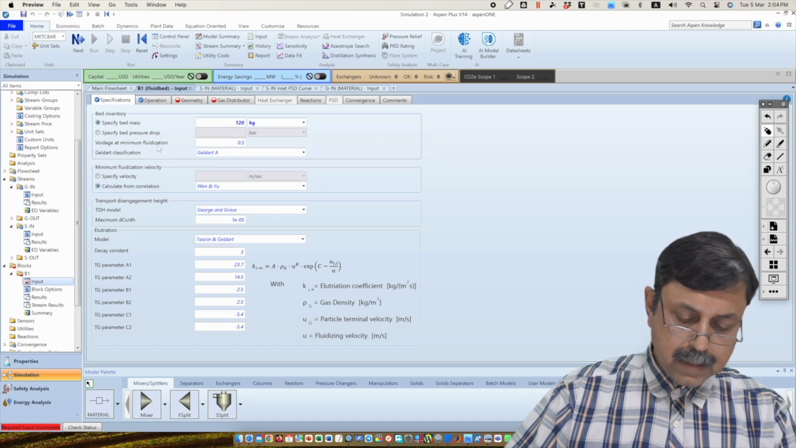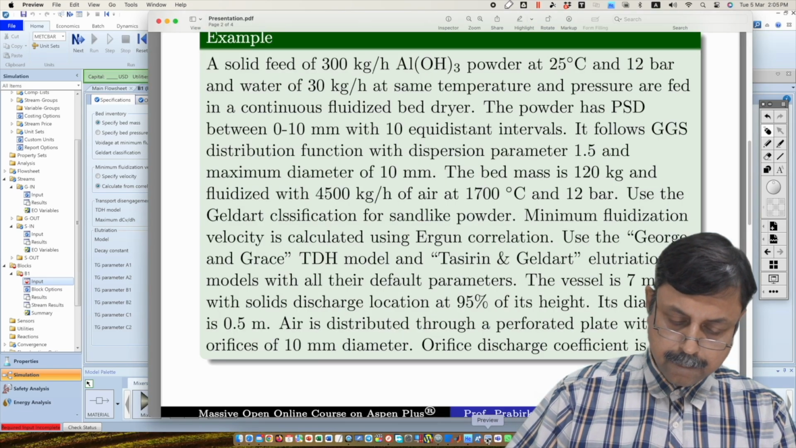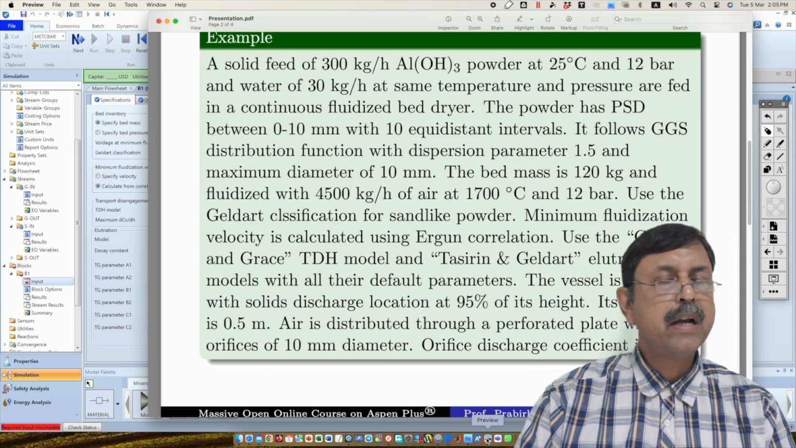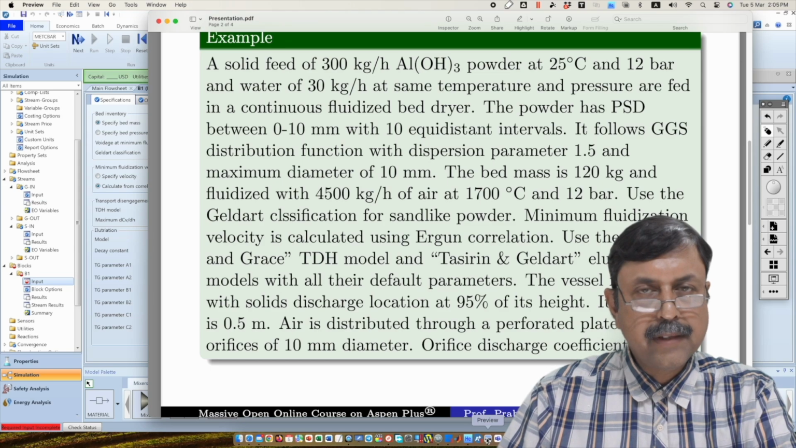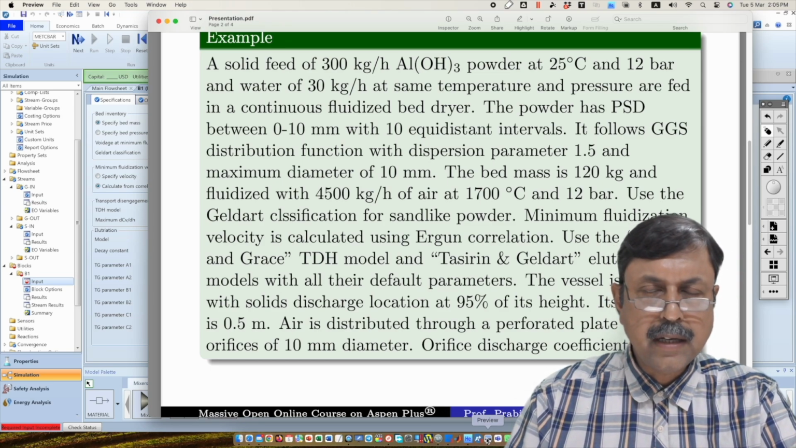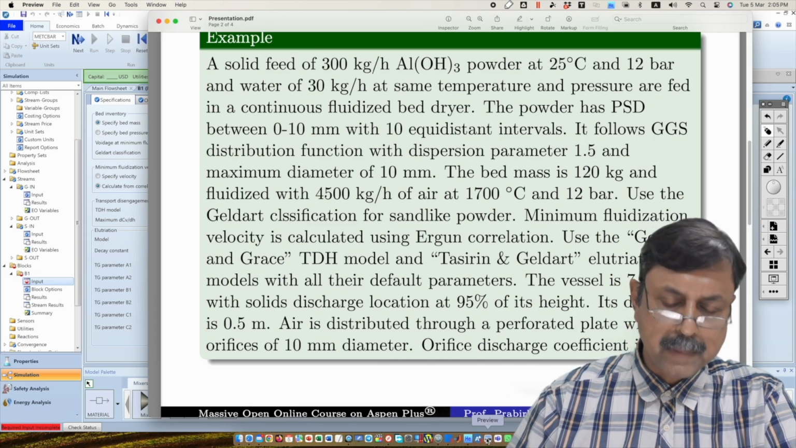Voidage at minimum fluidization. Nothing has been told about the voidage at minimum fluidization, so let us keep it at 0.5 only. We can change it if we want. We can try out various values, but let us keep it for this particular problem.